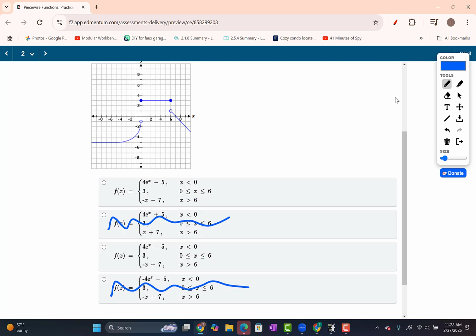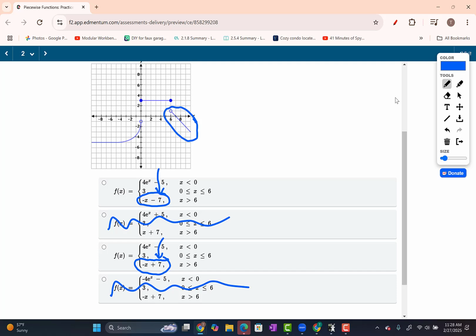So we need to go to the third part of the piecewise function to see the only difference. One of them has a y-intercept at -7. The other one has a y-intercept of +7. And of course, we're referencing this piece of the graph right here.